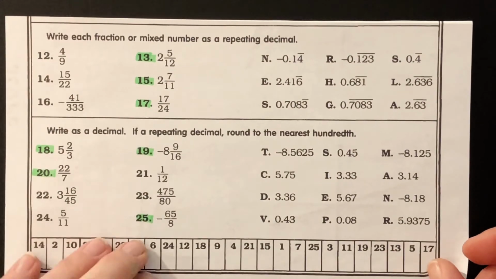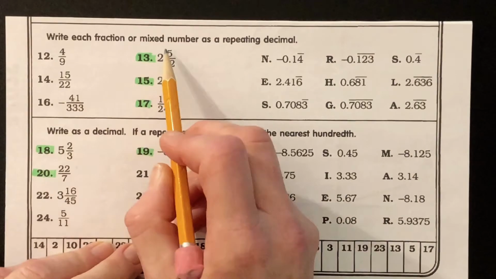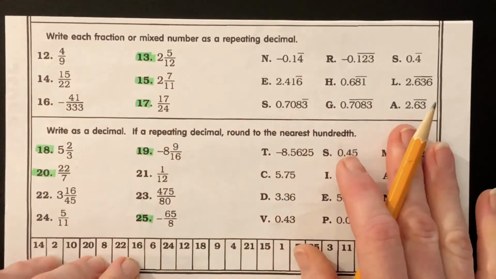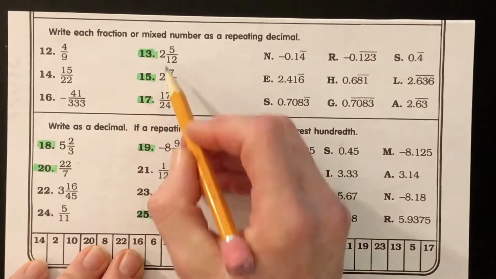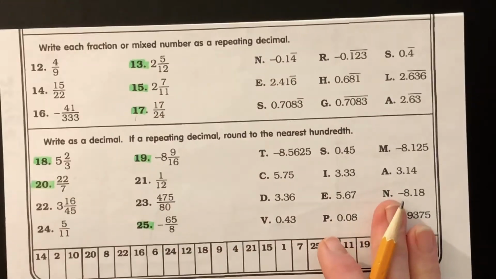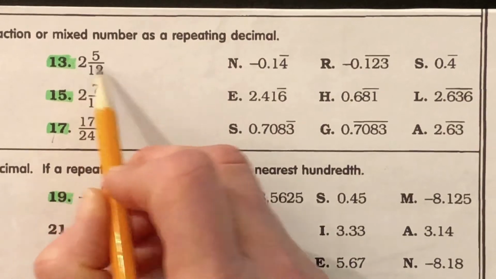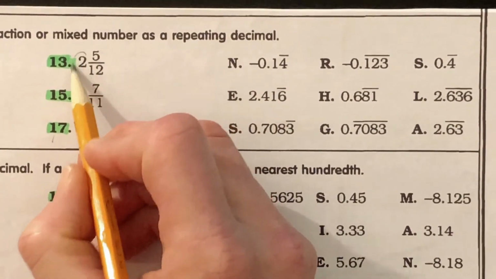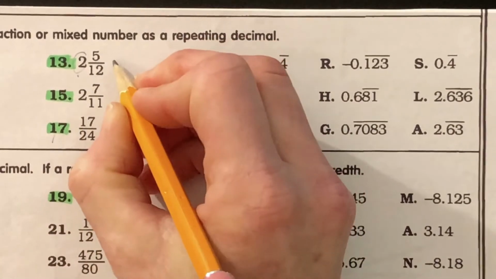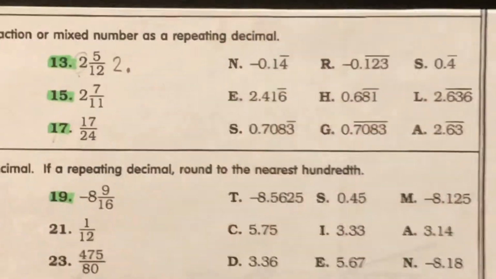In this section, we will write each fraction or mixed number as a repeating decimal. We are doing these 3 together. I can already tell this is our whole number 2, so that's going to be whole. Go ahead and do that.